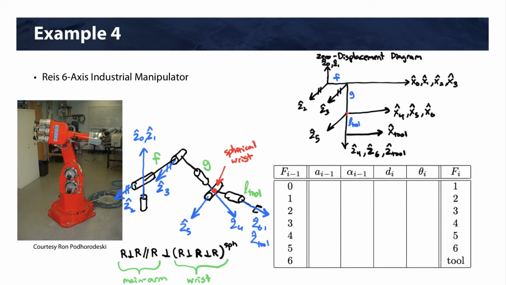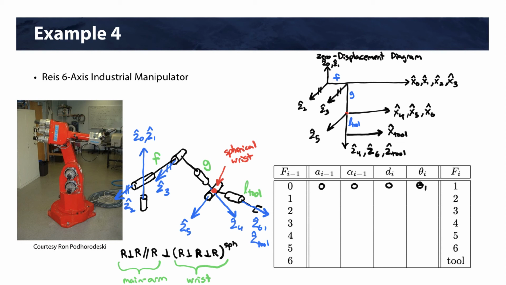Now with that, we can start filling in our D&H table just like we did. We're going to start at frame 0, go to frame 1, 1 to 2, and so on. It's just we're going to have more rows now because we have a full 6 degree of freedom spatial robot here. Okay, so starting at frame 0, we look at the A parameter. There's no distance between Z's, so we know that this is 0. They're collinear, so we know alpha is 0. The X's are aligned, so that's going to be 0. And then we're going to have theta 1.